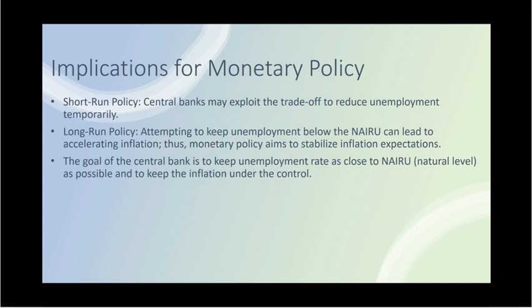And then the goal of the central bank is to keep the unemployment rate as close to NAIRU, the natural level, as possible, and to keep inflation under control. Again, it's the same thing: stabilizing that inflation and the NAIRU, the long run Phillips curve.